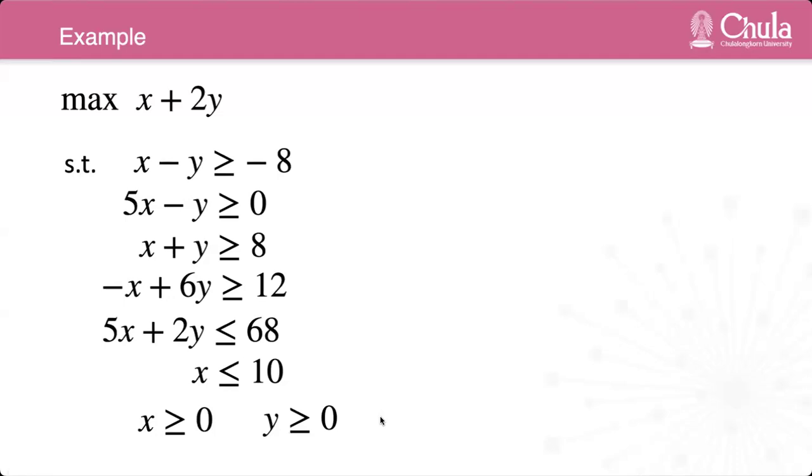We have x plus y plus E2 minus S3, okay? Equal 8. Right? The next one is minus x plus 6y plus E3 minus S4 equal 12. Okay, good.